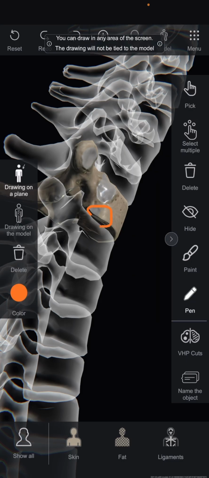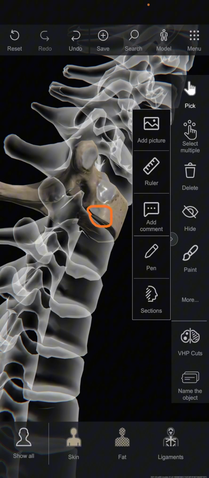Look here, this is the half demifacets. In T1, the first thoracic vertebra, we have one full facet and one half demifacet. These are the formations which separate it from the cervical region. T1 is also separate from the other thoracic vertebrae because we have one full facet and one half demifacet.